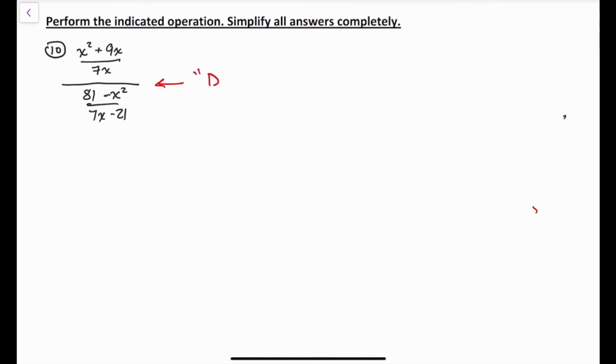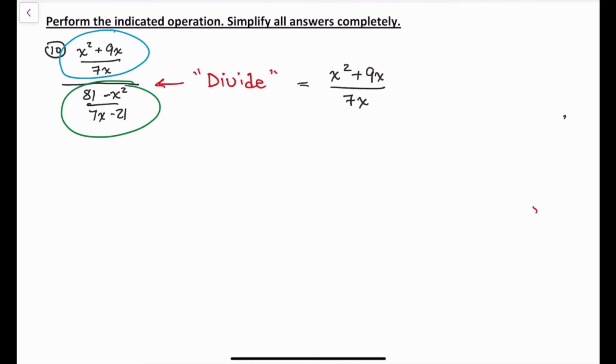Okay, this is another kind of division problem. That's all that is. It looks super scary, but it's just division written as a fraction. So the first thing we want to do is rewrite that as a regular division problem. So I have x squared plus 9x over 7x. That's one fraction. And then I'm dividing by the other fraction. Okay, so now I'm going to switch it into a multiplication problem by flipping the second fraction and multiplying.